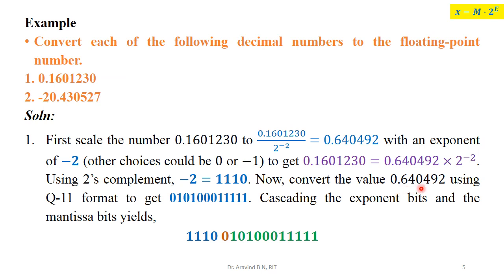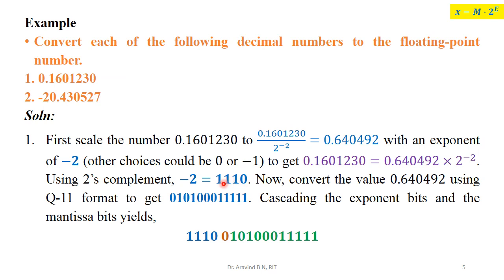Convert this into Q11 format in order to obtain the mantissa part. So this number has been converted to Q11 format, and this is the result we are going to have. Now cascade this mantissa as well as the exponent part to get the final representation. Always the first part is the exponent and the second part is the mantissa. Since the exponent minus 2 is a negative value, the equivalent 2's complement representation is done over here.